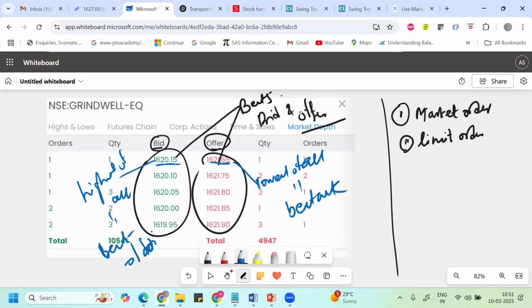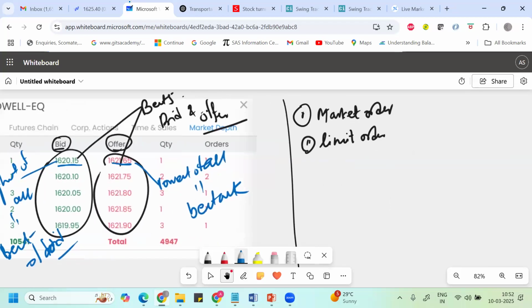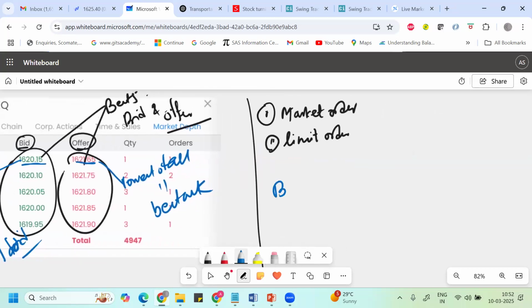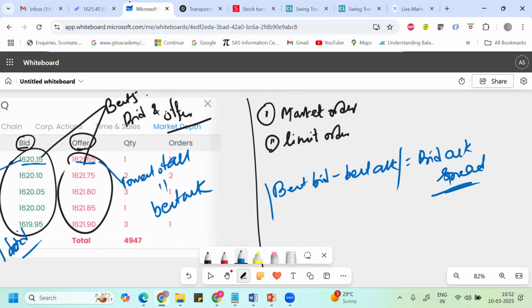Now, whenever we perform a trade, the difference between the best bid and best ask is called the bid ask spread. Okay, best bid minus best ask, the difference of this is called the bid ask spread. So the bid ask spread basically determines the liquidity of the trade.